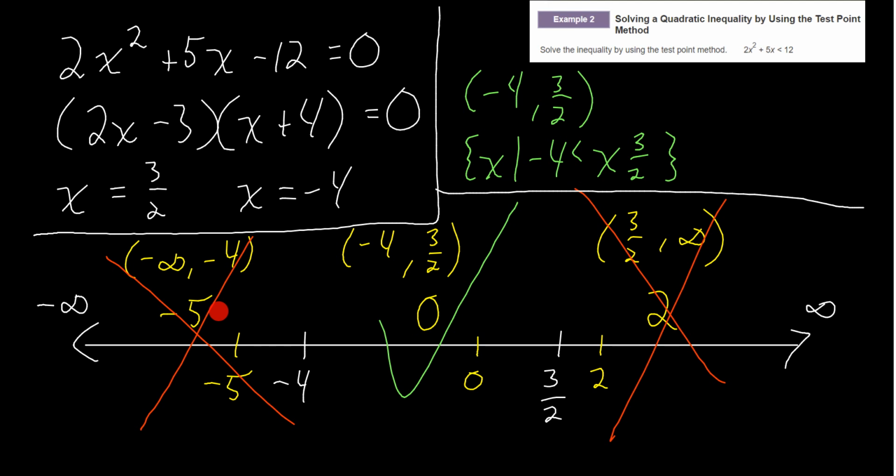I'm sorry. You put your zeros on a number line, and then you get test points inside those intervals. And then if it's a true statement, it's a solution. If it's a false statement, then it's not. And so let's do another example here.